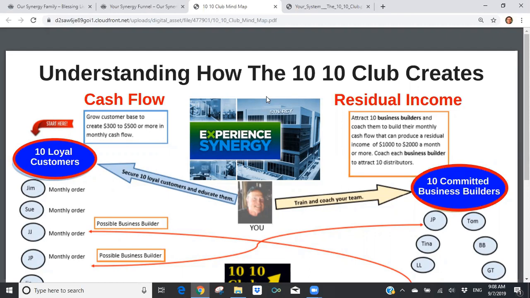And one of the things that we're going to do today is to show you that when you begin to implement this system, this systematic approach to building your Synergy business, what it means in terms of cash flow and what it means in terms of residual income, because I'm going to have a question at the end of the presentation today, and it's up to you to answer that question. But how you answer that question will kind of set the groundwork for whether you're going to go ahead and implement the 1010 Club in the future. Hopefully not a year in the future, hopefully this month in the future.